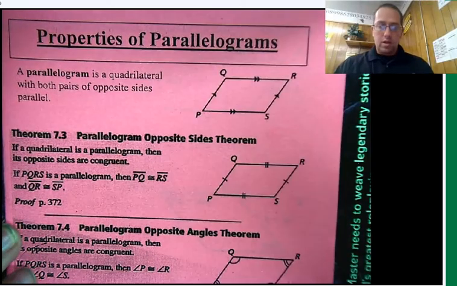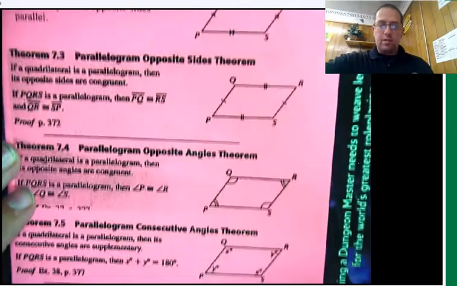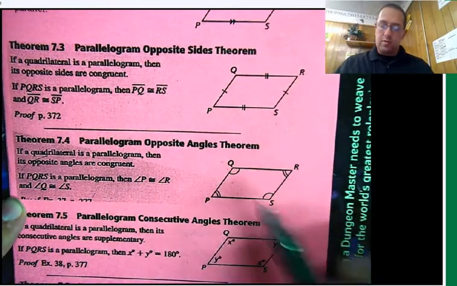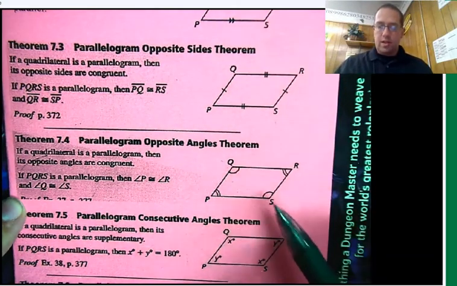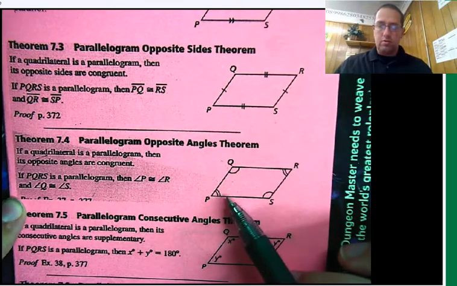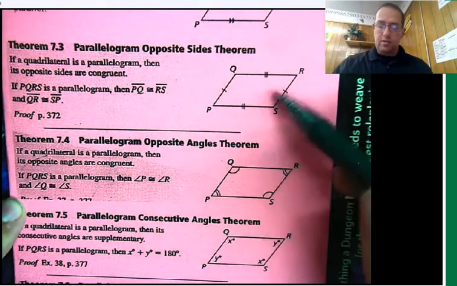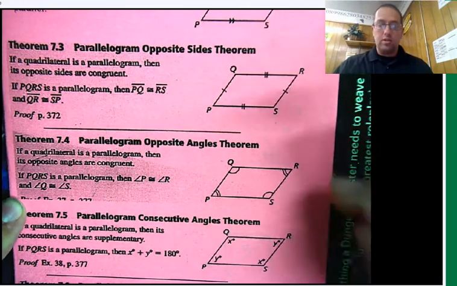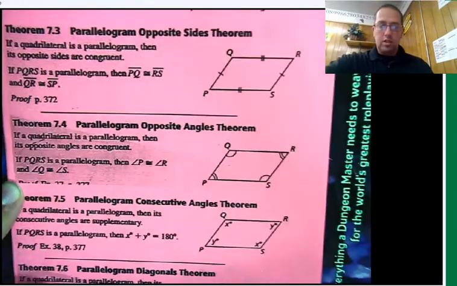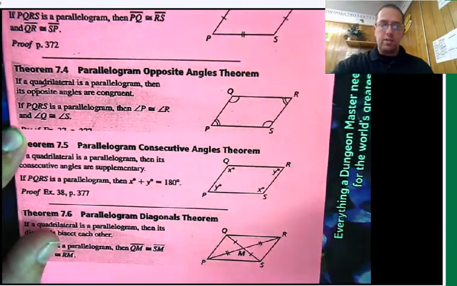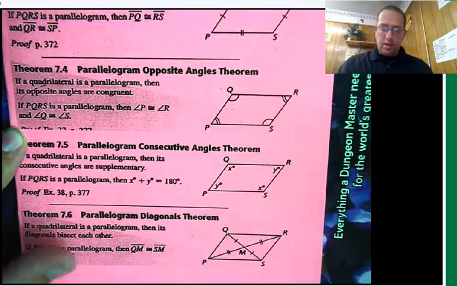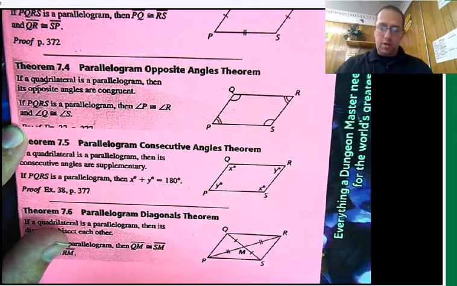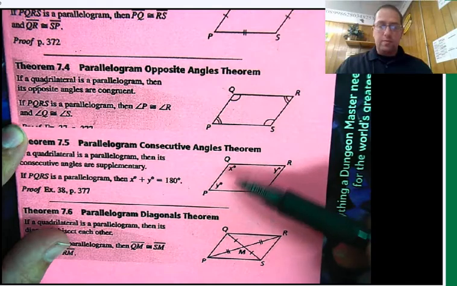Okay. Next theorem we have is the parallelogram opposite angles theorem. All right. What this says is if it's a parallelogram, then the opposite angles are congruent. Just like opposite sides are congruent, opposite angles are congruent. Okay. So that's easy enough. Next, parallelogram consecutive angles theorem. If it's a parallelogram, then consecutive angles are not necessarily congruent. Consecutive angles are going to be supplementary.